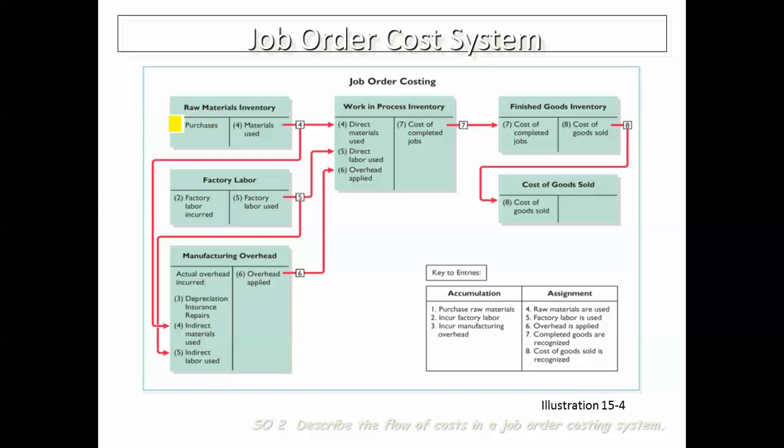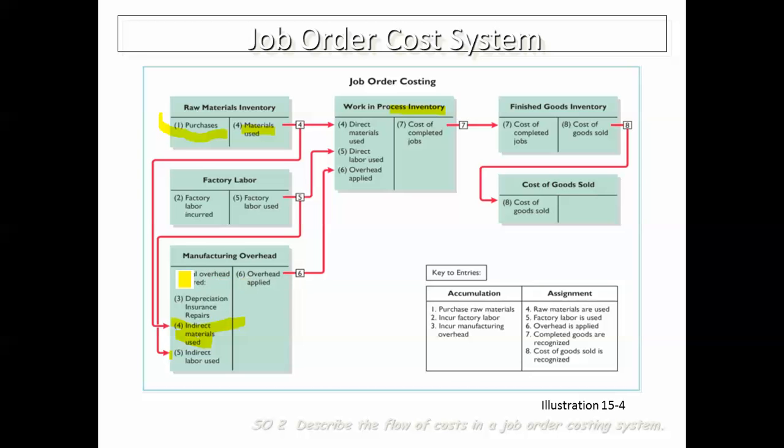When I buy raw material, I debit purchases. And when I put material into production, I credit purchases. Now the direct material goes directly to work in process. The indirect material goes down here to manufacturing overhead. Now notice the manufacturing overhead.